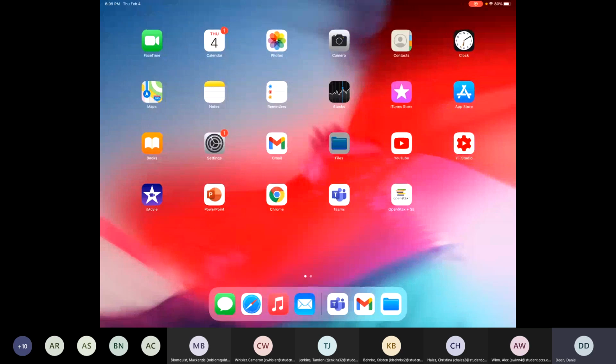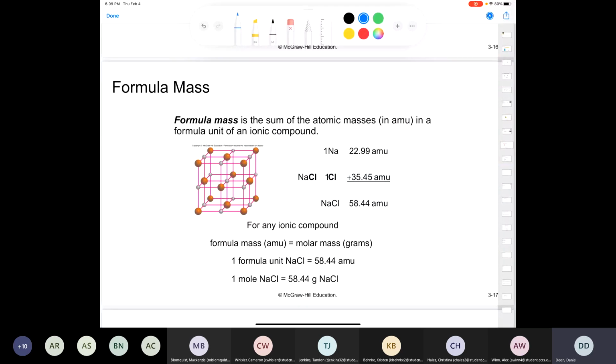Okay, let's move on and talk about the concept of formula mass. And if you understood molar mass, so the mass of an entire molecule in grams per mole, well, I've got good news. You're going to understand formula mass because formula mass is akin or the same concept as molar mass. However, it's the mass of the formula unit of an ionic compound. Now, if you're like, what the heck's a formula unit?